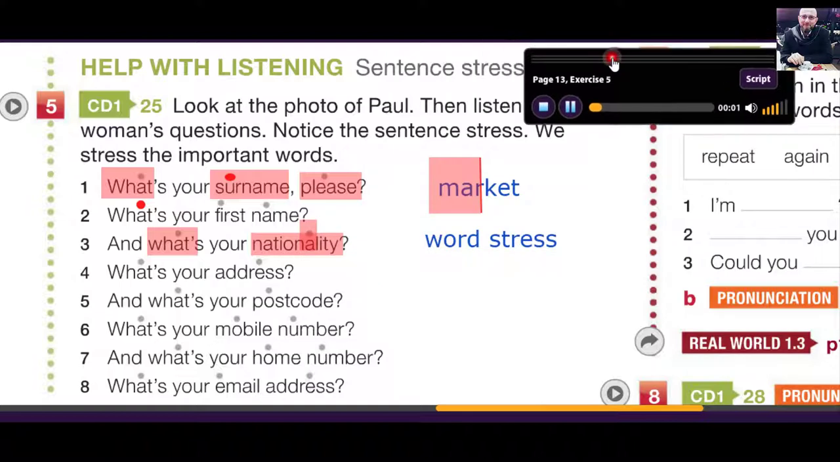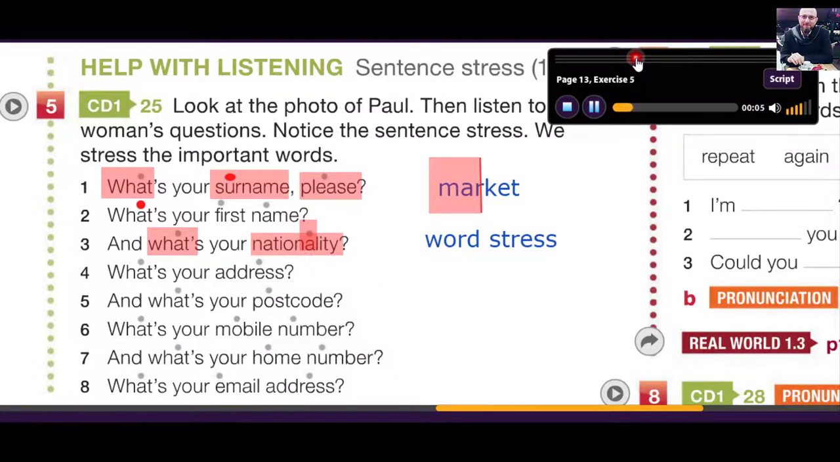Track 25. 1. What's your surname, please? 2. What's your first name? 3. And what's your nationality? 4. What's your address? 5. And what's your postcode? 6. What's your mobile number? 7. And what's your home number? 8. What's your email address?